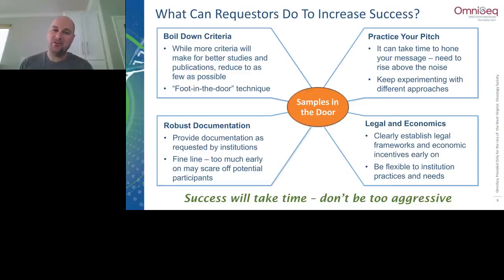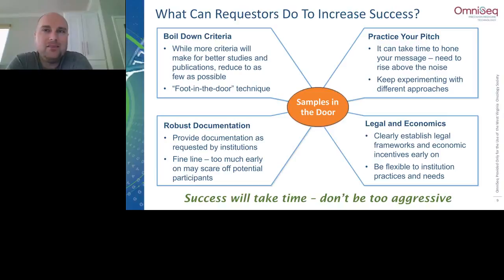So in our experience, the foot in the door technique does tend to work best because you can get institutions more engaged by saying, this is the minimum criteria that we need for participation in this, but if you can do more, we'd love to talk with you about the ideal criteria that we're shooting for.